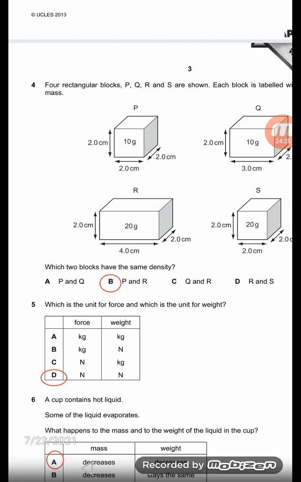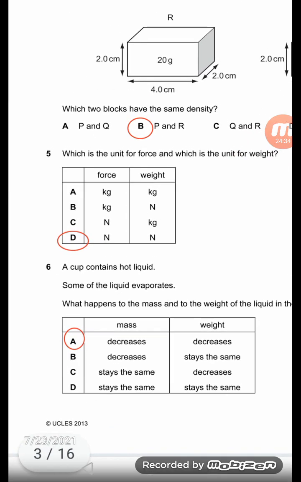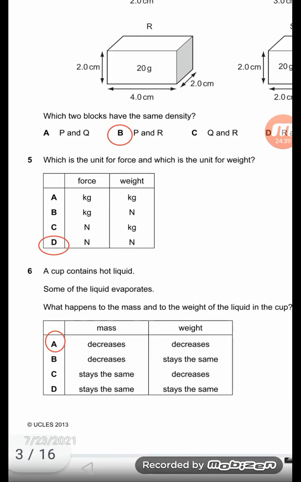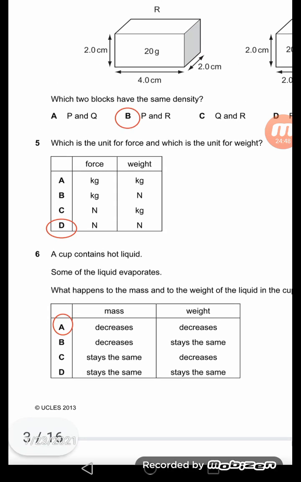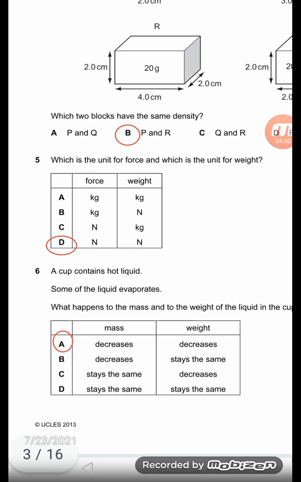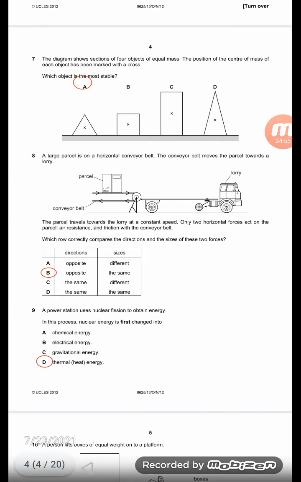So you find the density of these two, P and R, and you will find the same density, mass by volume. This is 1.6, both will be 1.6. So check it. What is the unit for force and which is the unit for weight? This is Newton, right? Force you can say Newton, and weight also you can say Newton.